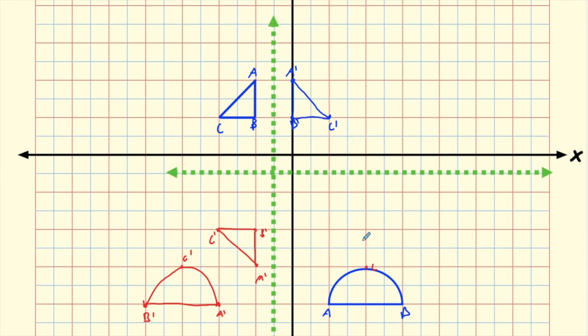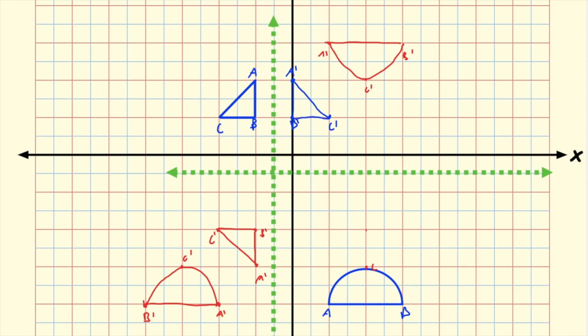We could do the same thing here. From here, A is 1, 2, 3, 4, 5, 6, 7 away. A prime. Now B is also going to be 7 away, and it's 1, 2, 3, 4 away from A. And C, this top of our curve, is 1, 2, 3, 4, 5. Let's just connect our shape. And there we go. We've successfully reflected it over here.